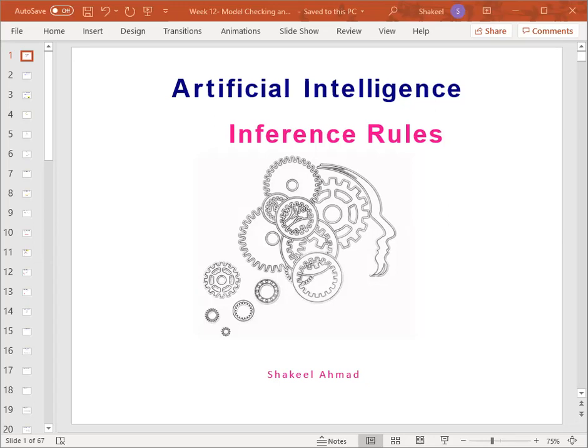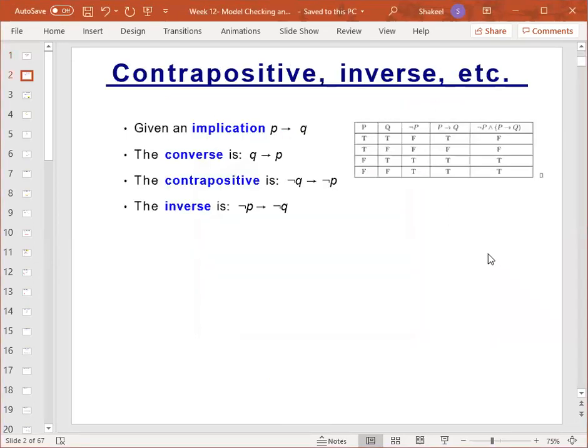Let's discuss inference rules. Among the connectives, the implication plays a crucial role in inference. Let's see first its different variants and also clarify the terminology. So first of all, an implication is a Boolean expression, or actually a proposition, of the form P implies Q.